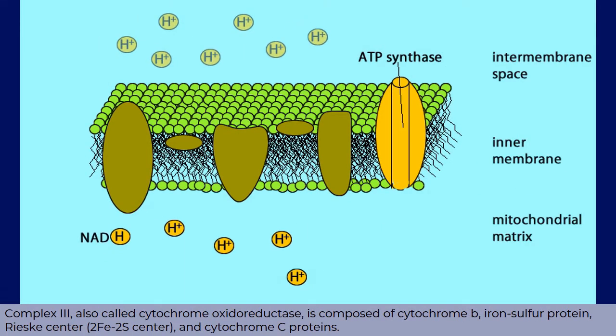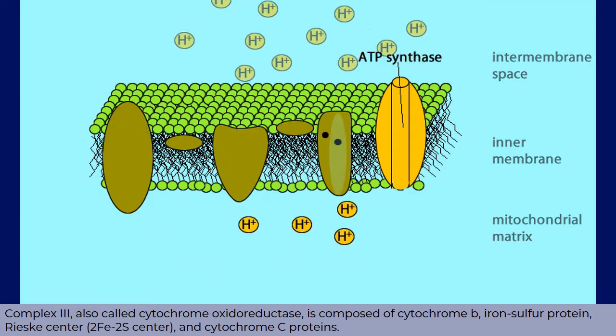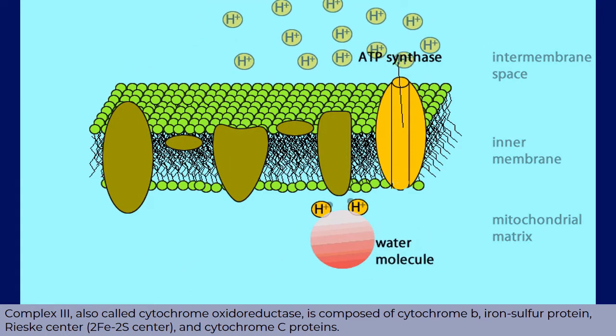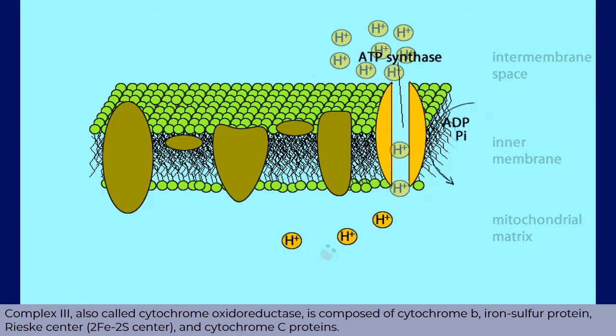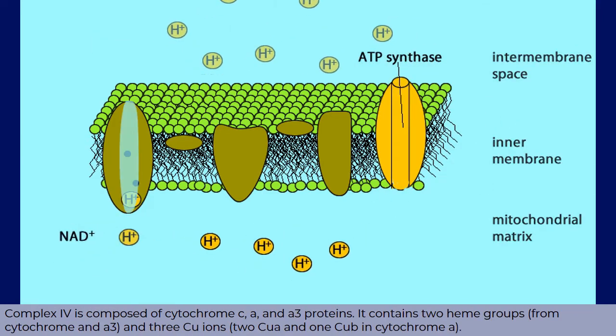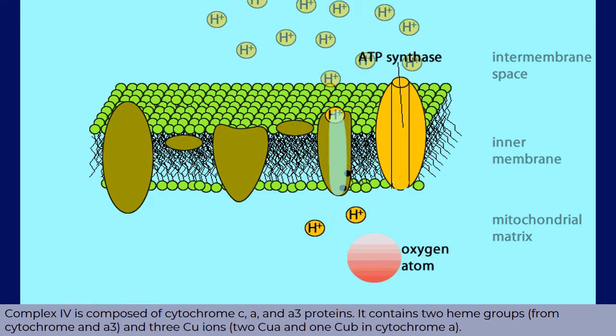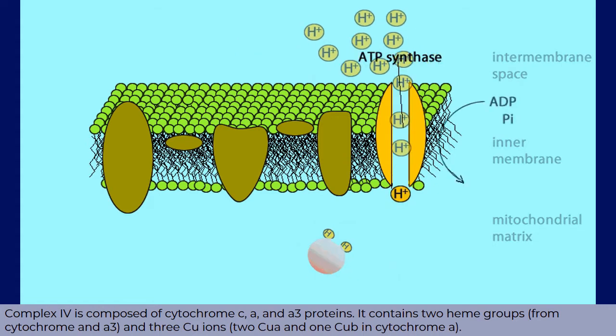Complex 3, also called cytochrome oxidoreductase, is composed of cytochrome B, iron-sulfur protein, Rieske center, and cytochrome C proteins. Complex 4 is composed of cytochrome C, A, and A3 proteins. It contains 2 heme groups and 3 Cu ions.